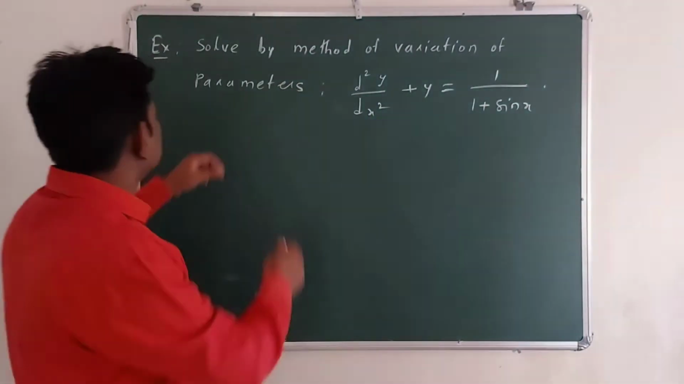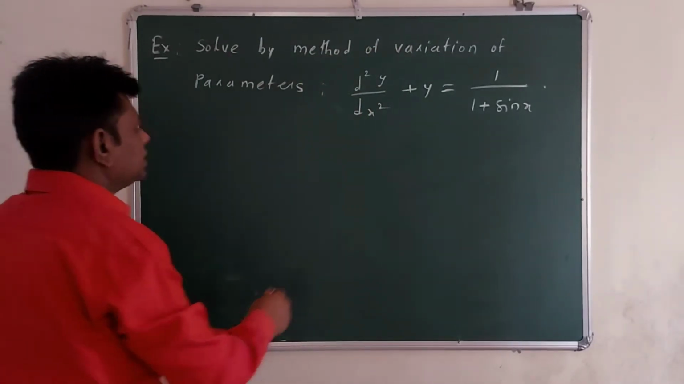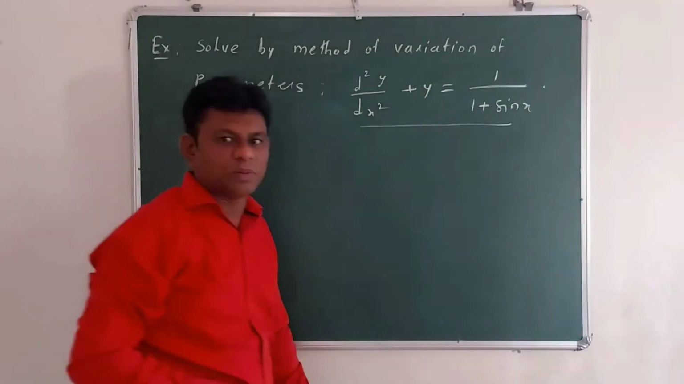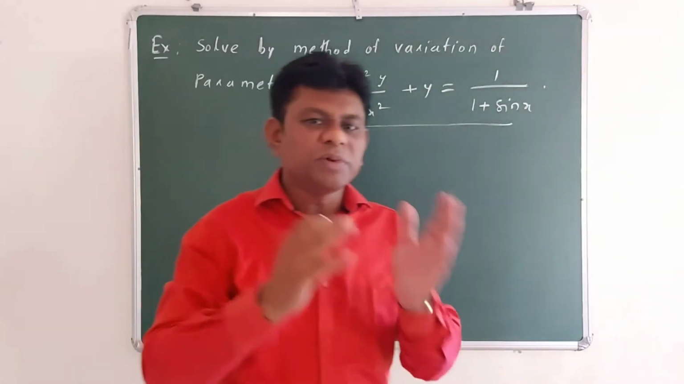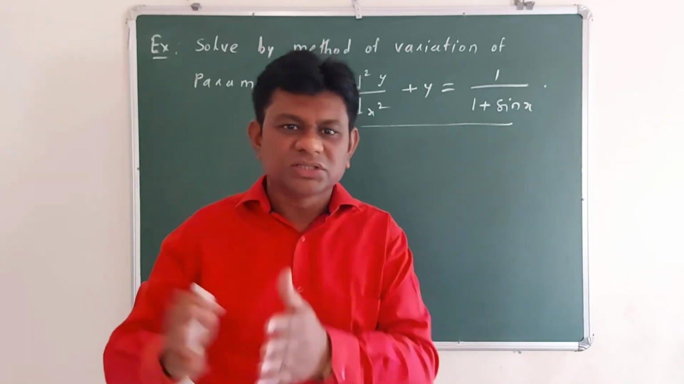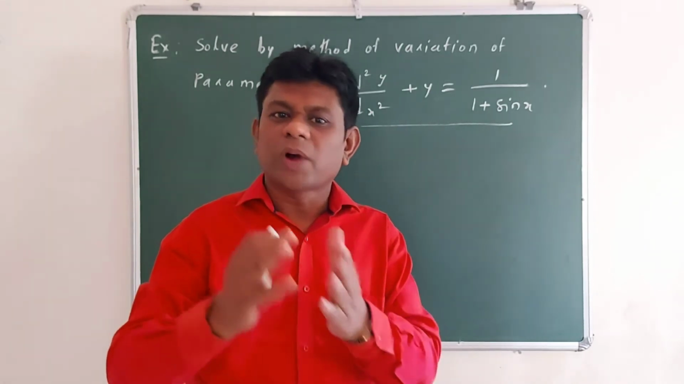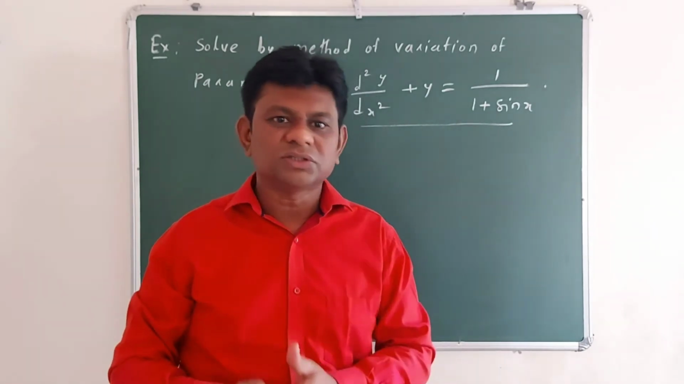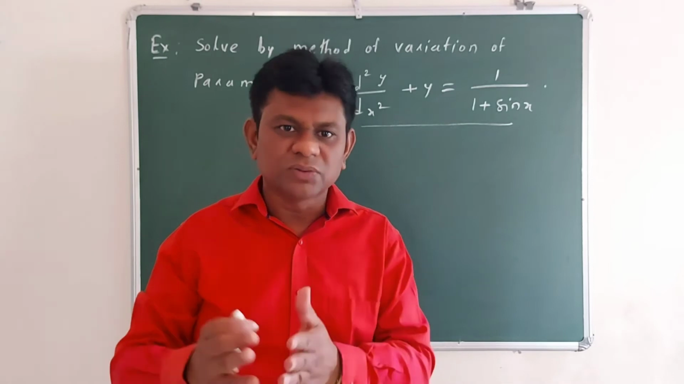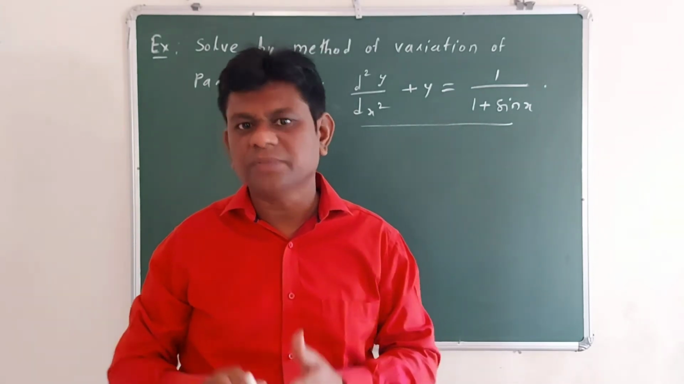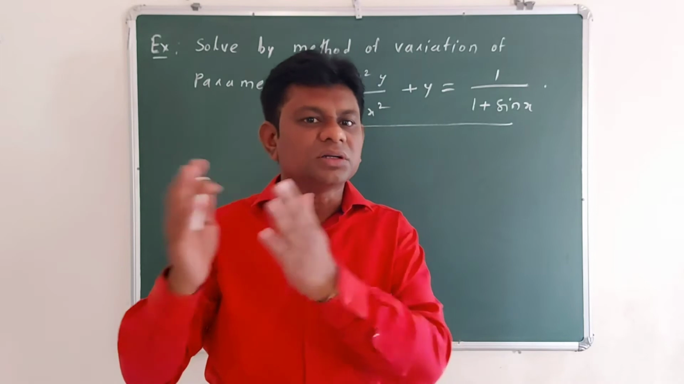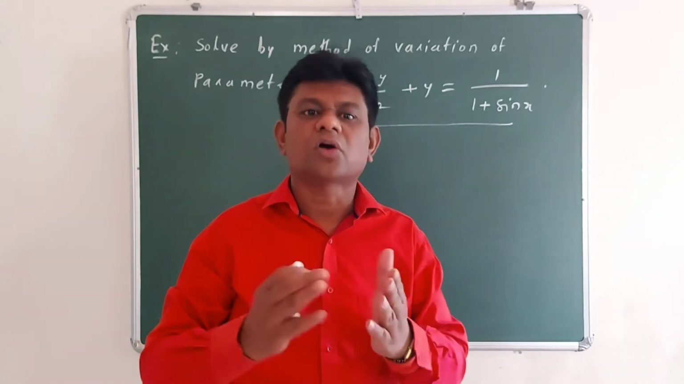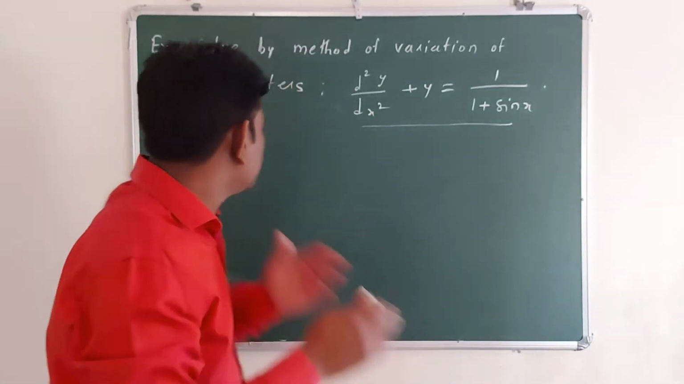The example is: solve by the method of variation of parameters d²y/dx² + y = 1/(1 + sin x). We will solve this problem in 3 steps. Step 1: find the complementary function of the given problem. Step 2: calculate the Wronskian W, which is equal to y1 y2' - y2 y1'. Step 3: find the particular integral of the given problem according to variation of parameters. Now, the solution.